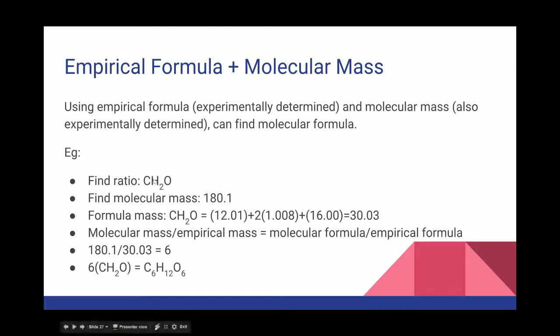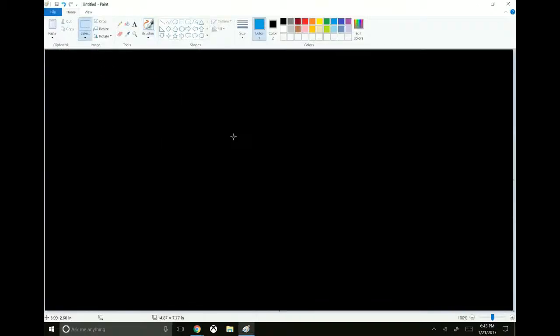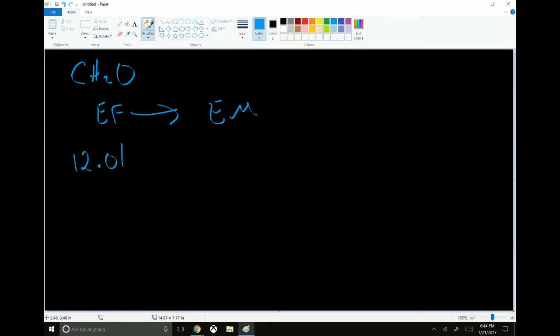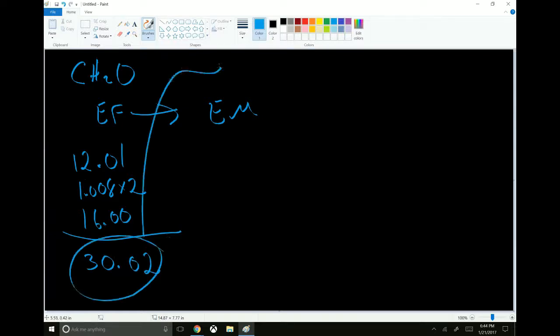Okay. So, for example, here we have CH2O. That's the empirical formula. And here we have the molecular mass of the compound, 180.1. So from there, we need to find the actual chemical formula or molecular formula. So first, from the empirical formula, you have to get to the empirical mass. So that's just the molar mass, but for this reduced formula. Okay, so 12.01 for carbon, 1.008 times 2 for hydrogen, and 16.00 for oxygen. Boom, 30.02. So that is our empirical mass. Okay, 30.02 grams per mole.